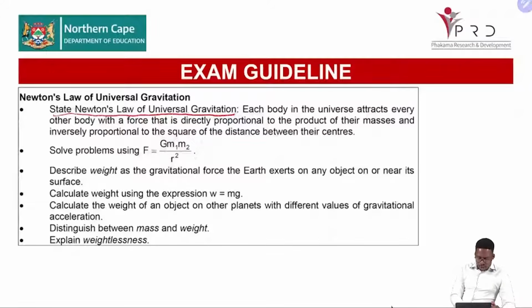And the formula that we use, F is equal to G, which is a constant, m1 m2 over r squared. And don't confuse this formula with Coulomb's law. Coulomb's law is F is equal to k Q1 Q2 over r squared. Universal gravitation, F is equal to G m1 m2 over r squared.